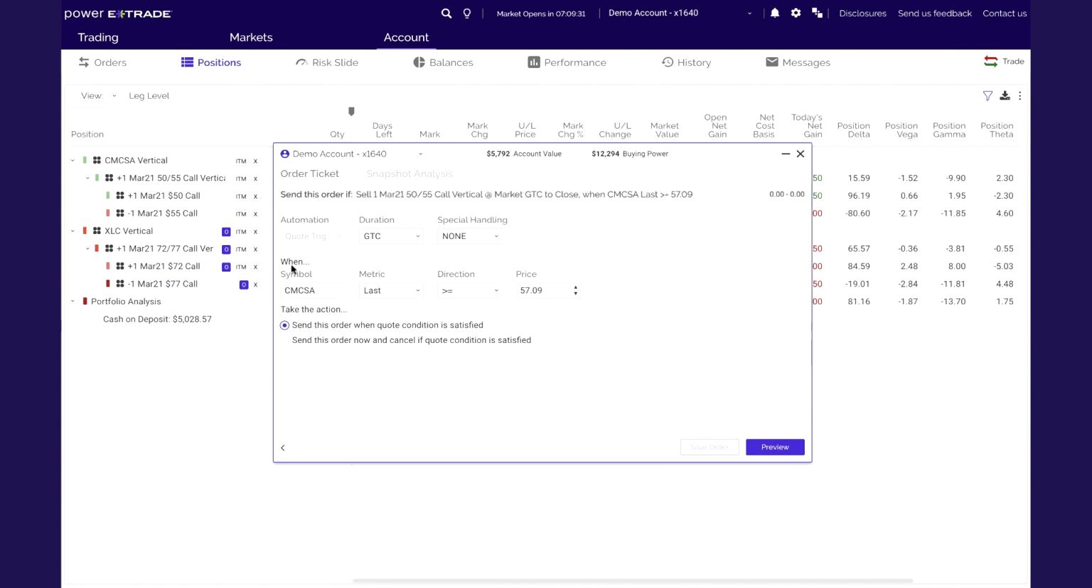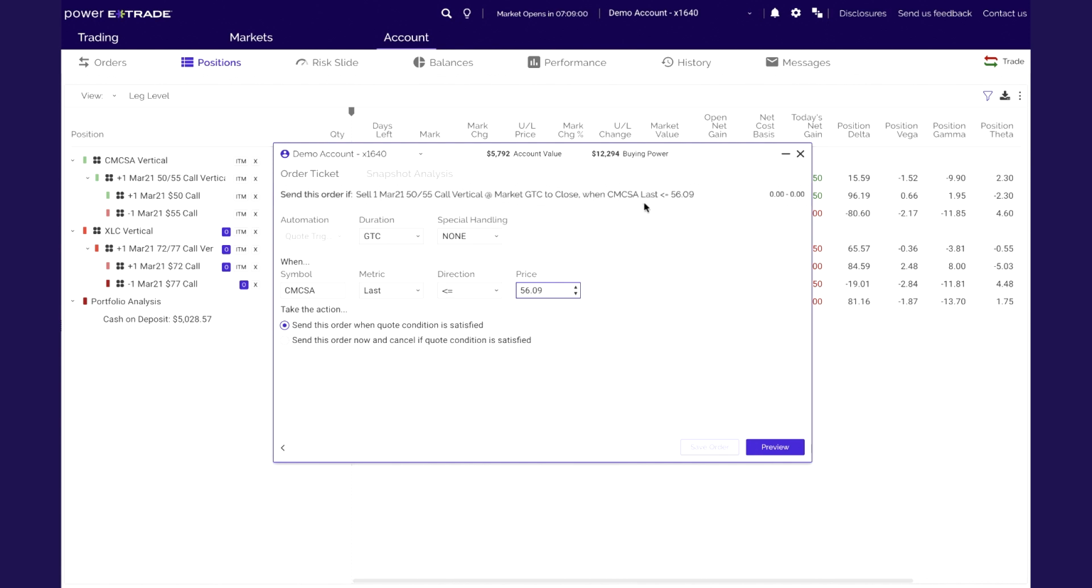And I'm saying that when symbol CMCSA, when the last trade, or I can go off of bid or ask, I'm going to use last, is less than or equal to 56.09, so it's lost 1 full point, then I want to send this order when the quote condition is satisfied. And that order is going to be to sell one of the March 50-55 call vertical at market. I don't know what it's going to be at that time.